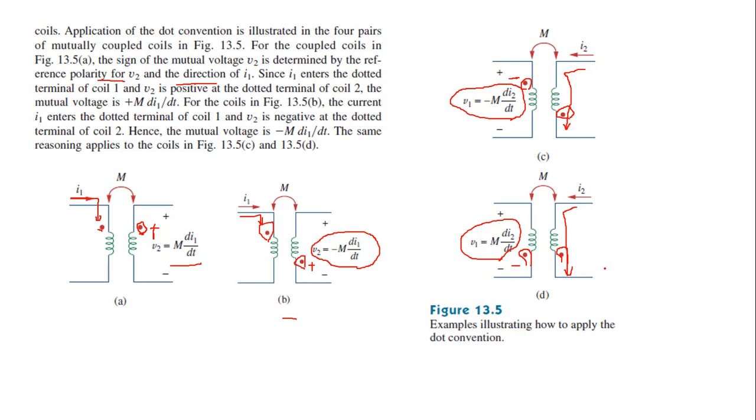So this is how we will be using dot conventions to determine the polarity of mutual voltage. We can see that if the dots are placed at the same end, the voltage we get is positive. If the dots are placed at opposing ends, we get the voltage as negative.